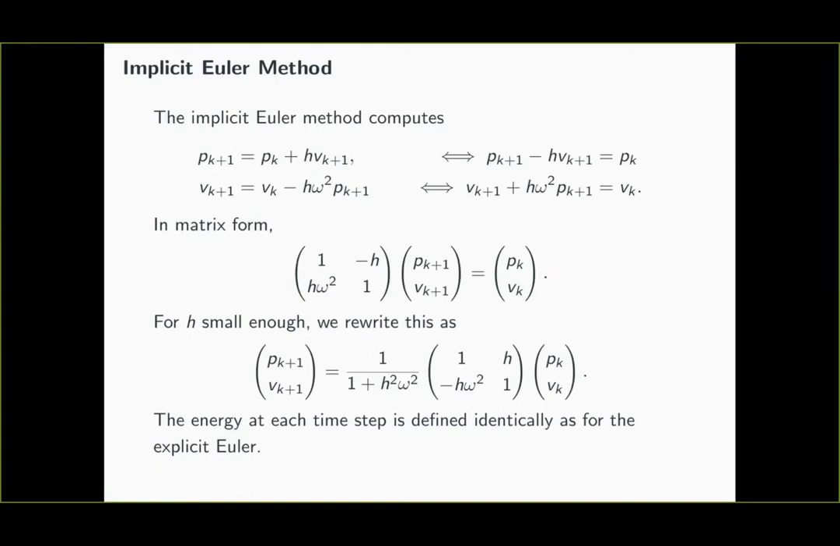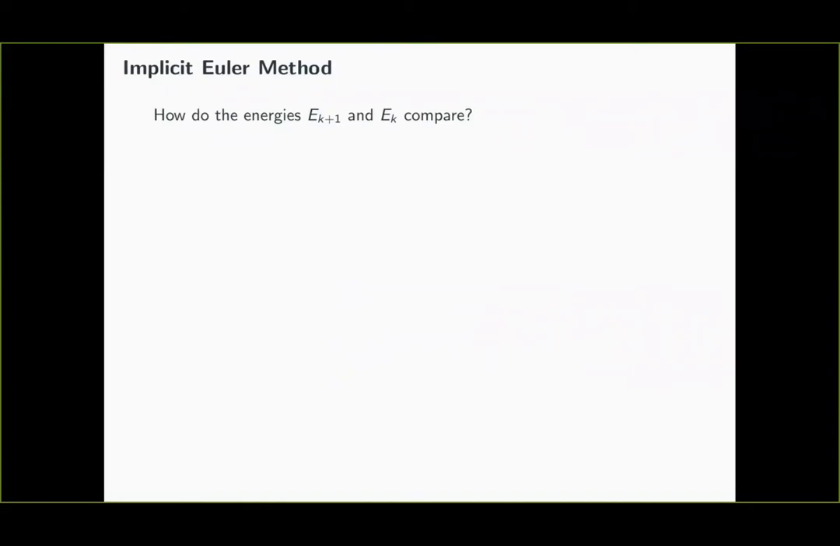Okay, now we can also define the energy, and the energy at each time step is defined in completely the same way as for the explicit Euler method. That is not affected at all by our choice of numerical methods. What is affected, however, of course, is how the energy develops over time. So again, how do the energies compare? If I've got the energy at time step t_k and the energy at time t_{k+1}, how do they compare?